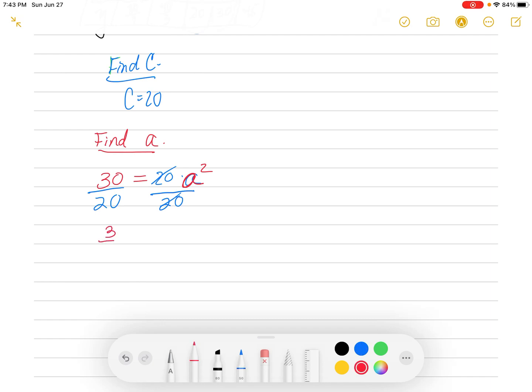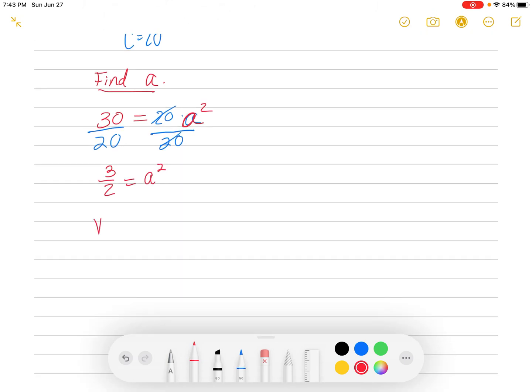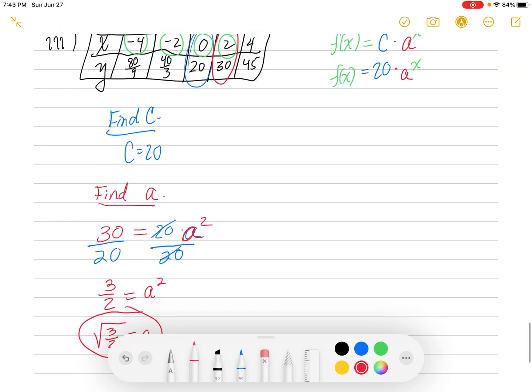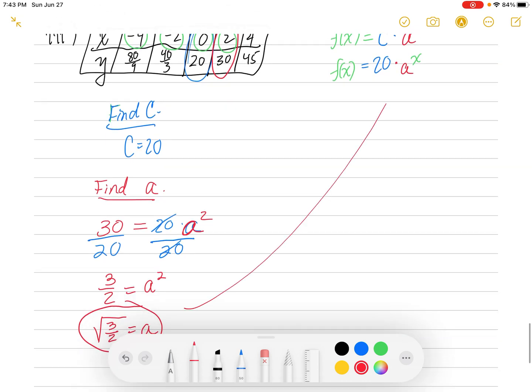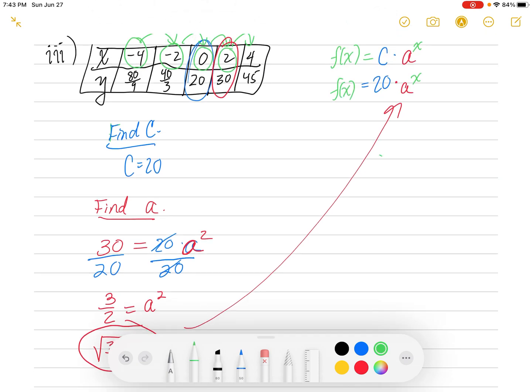How do we solve this for a? Well, first we have to divide both sides by the 20. 20's on the right will cancel. So we'll have 30/20 on the left. 30/20 reduces to 3/2. So we get 3/2 equals a squared. Then you have to take just the positive root here. Just the positive root, because a is only allowed to be positive. Remember, a's are only allowed to be positive. So a has to be the square root of 3/2. So I'm going to replace the a up here with the square root of 3/2.